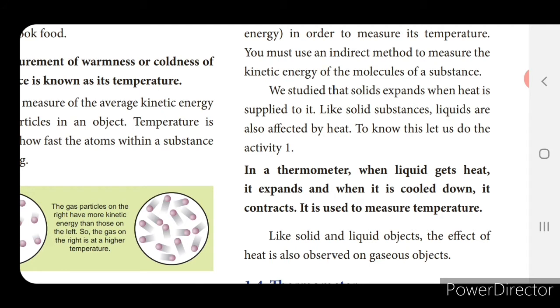So in that lesson, freezing, evaporation, applying heat on water, you have studied applying heat on solid, liquid, and gas in chemistry. So that is applicable here. A solid expands when heat is supplied to it. Like solid substances, liquids are also affected by heat, and gases also are affected.